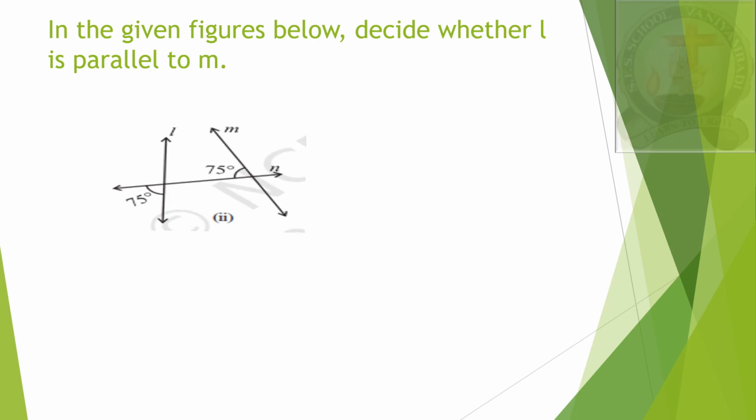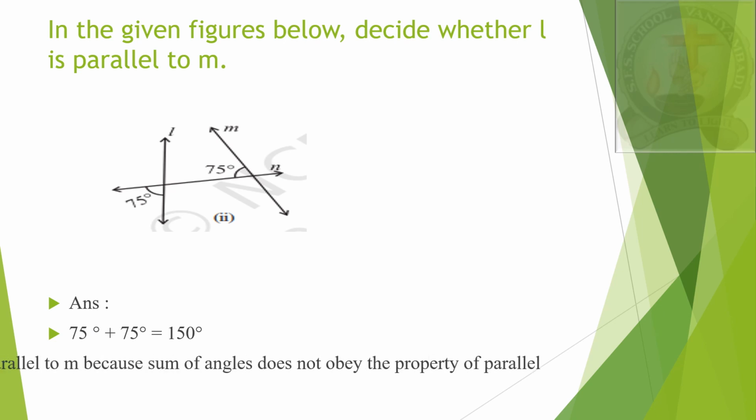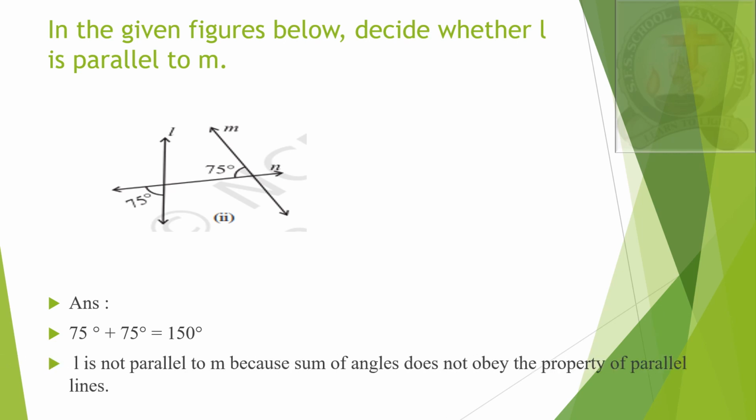Next, in the given figures below, decide whether L is parallel to M. Same diagram here. We should check whether line L is parallel to M. Now this is 75 degrees, and this is 75 degrees. We should add them, 75 plus 75 is 150 degrees. It does not equal 180 degrees. L is not parallel to M, because the sum of the angles does not obey the property of parallel lines, that it should be 180 degrees.